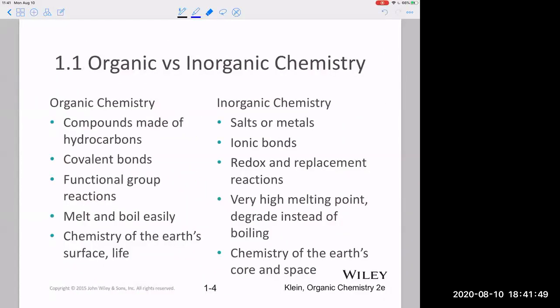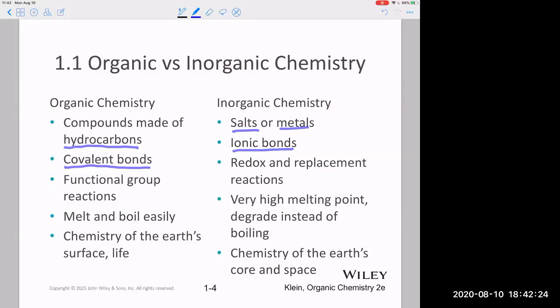Okay, so just to compare to inorganic chemistry, which if you're a chemistry major is a course that you will eventually be taking. Again, our compounds are all made of hydrocarbons in organic chemistry. Inorganic chemistry, those are talking about salts or metal compounds. So a salt is just an ionic compound where the cation is a metal, right? Those inorganic compounds are held together by ionic bonds, whereas our organic compounds are held together by covalent bonds.